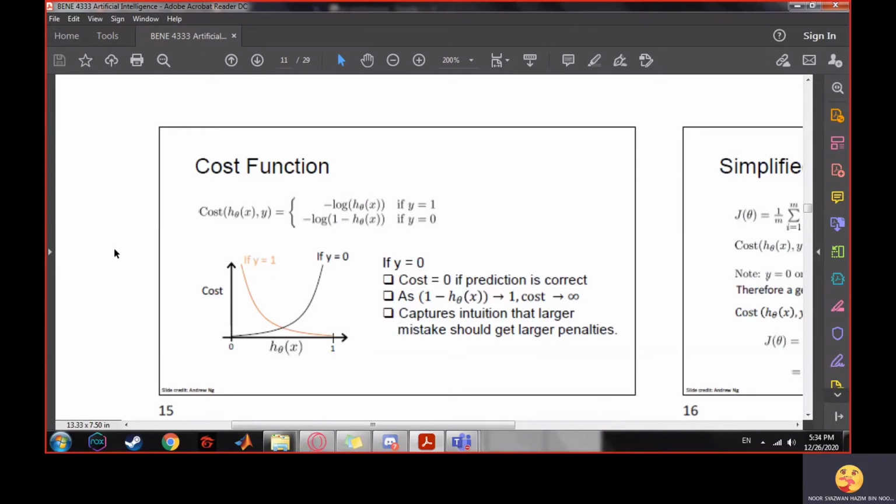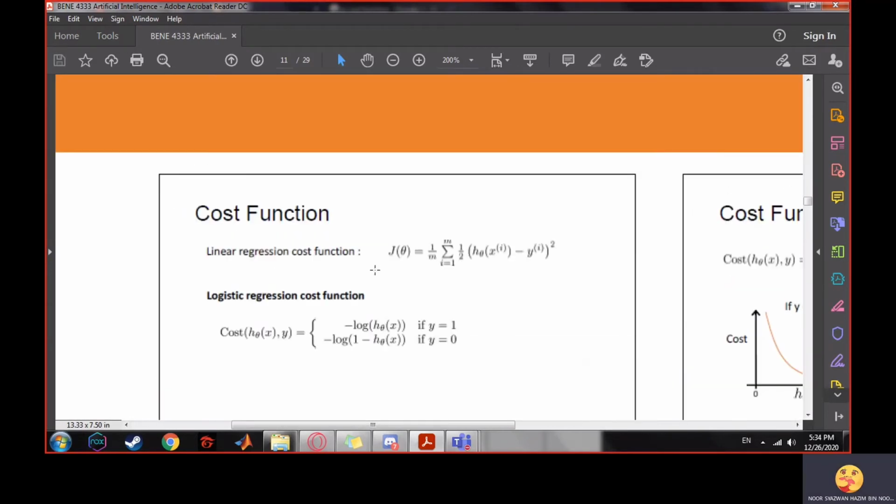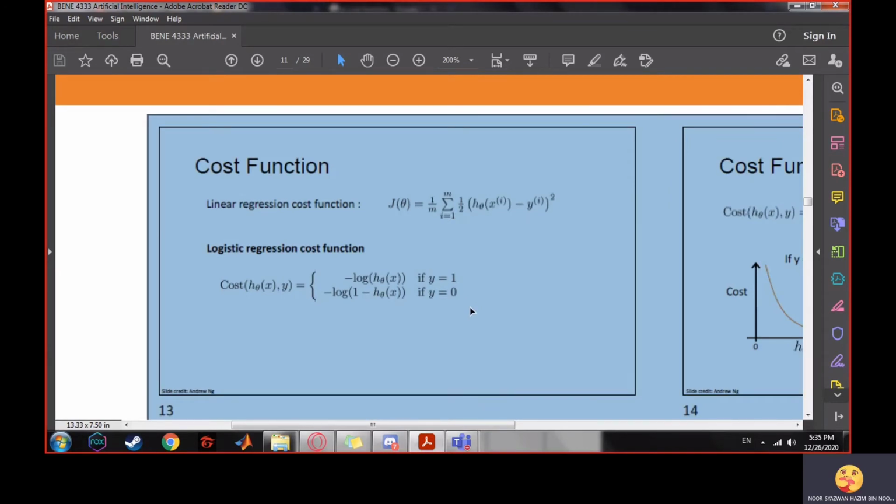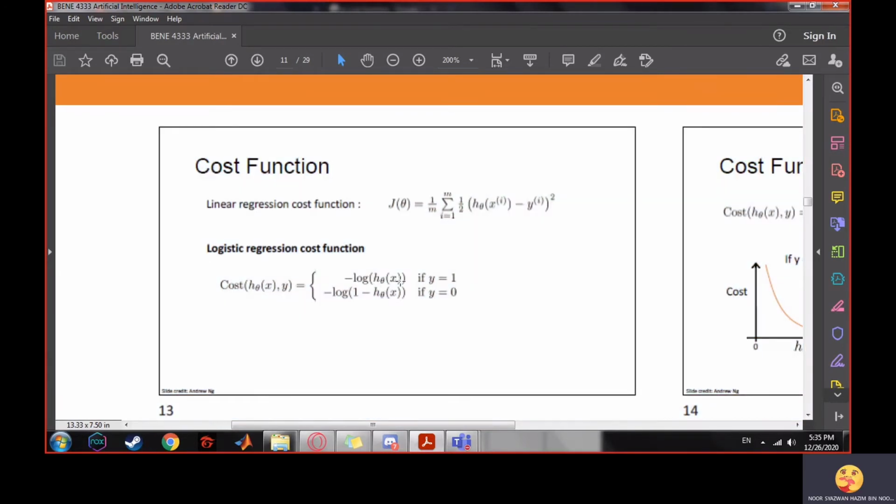Hello, today I will be explaining about the cost function. As we all know, the linear regression cost function is represented by this equation, and it represents the squared error between the hypothesis function and the target y. For the logistic regression cost function, we can divide the equation into two: for y equals 1, the equation is negative log h of x, and for y equals 0, the equation is negative log of 1 minus h of x.